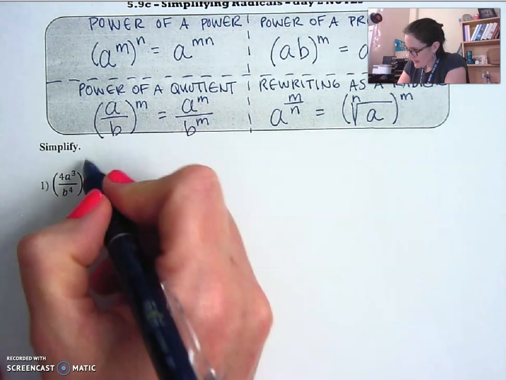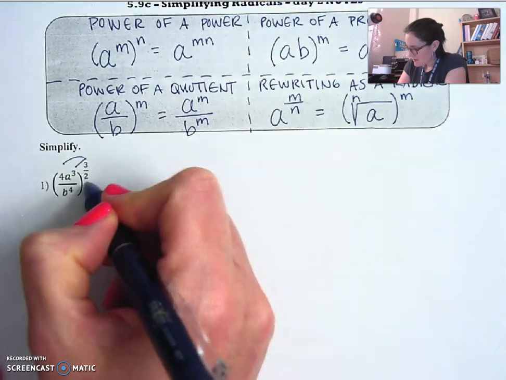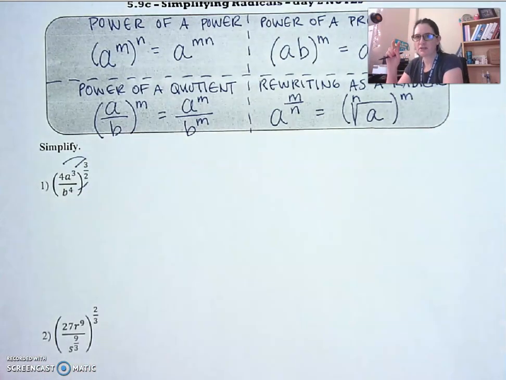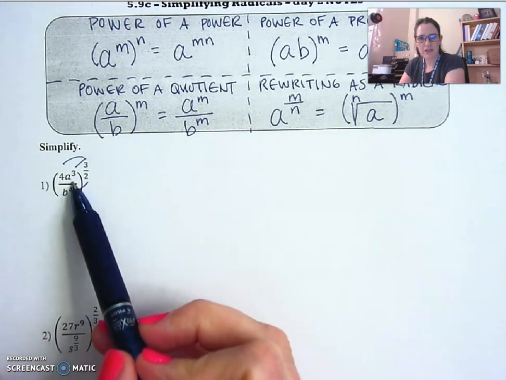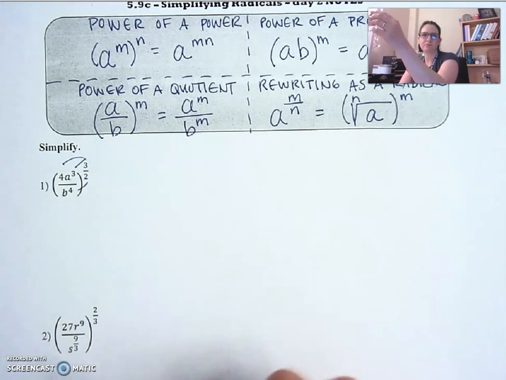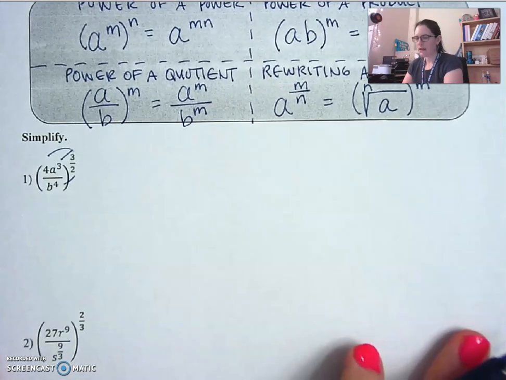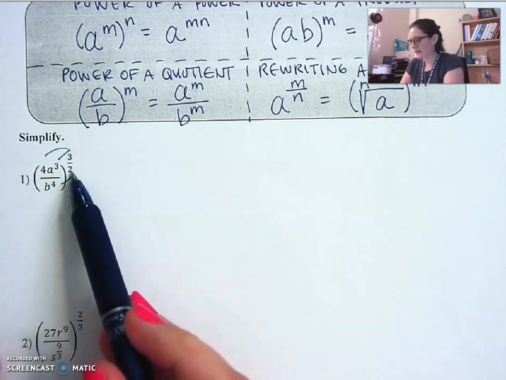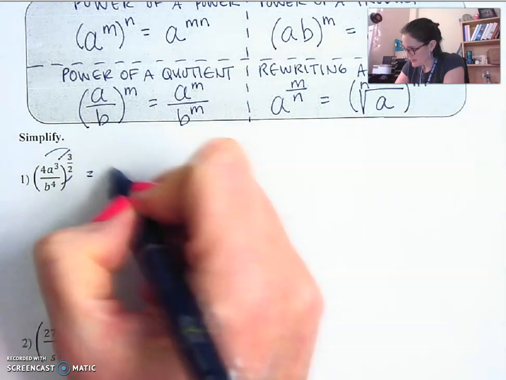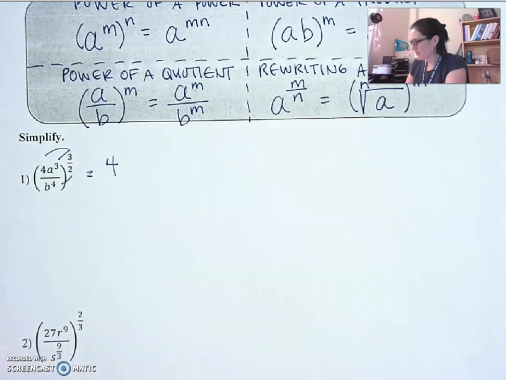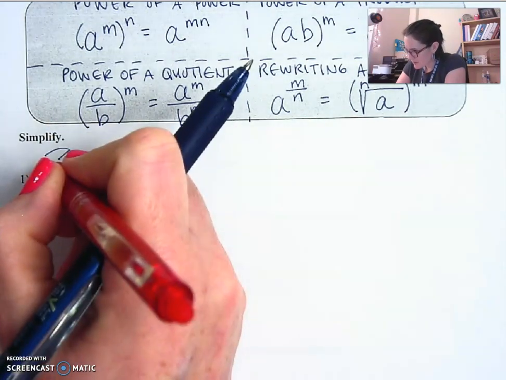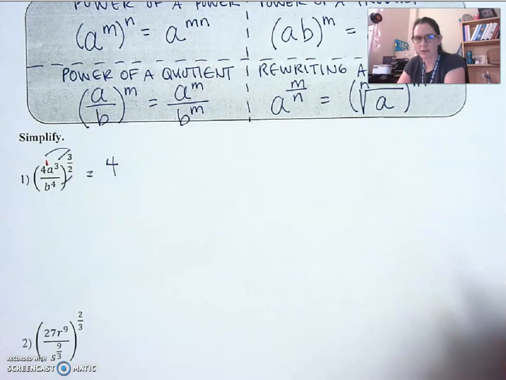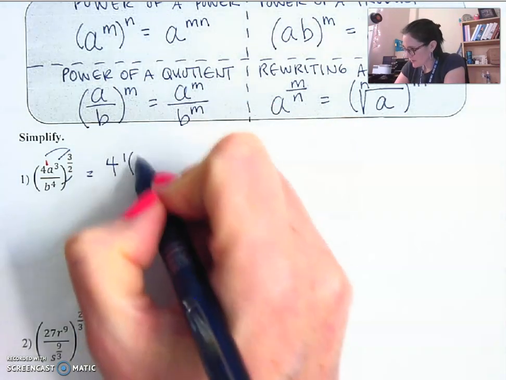So I'm going to start by noticing that there's three chunks to my problem. There's a number chunk, the 4, an A chunk, and a B chunk. And each one of those is going to be raised to the 3/2 power. So I'm going to rewrite this as 4. Now, remember, the 4 doesn't look like it has a power, but when there's not one written, we understand that it's 1. So it's really 4 to the 1 times 3/2.